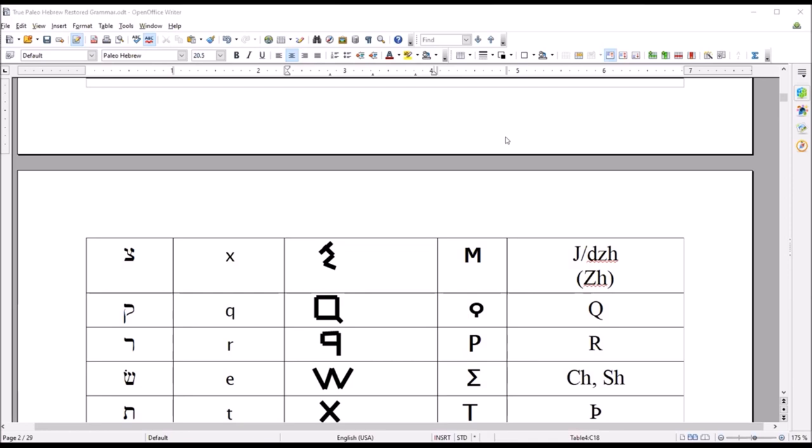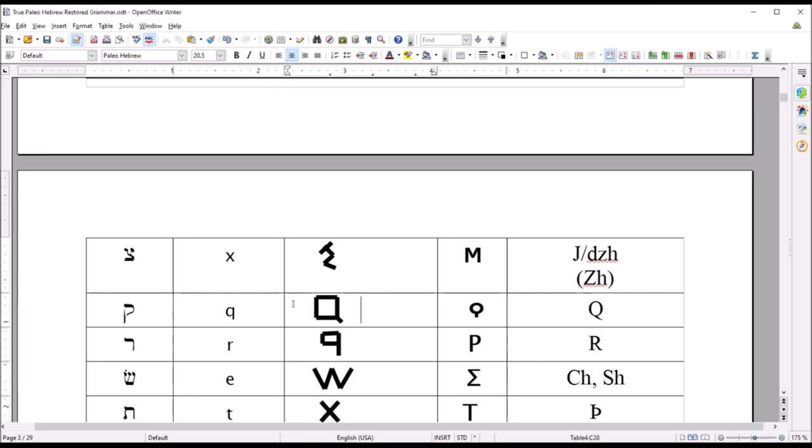Yeah, and the Paleo-Hebrew texts are fragmentary. But originally, like I said, they were all written in that Paleo-Hebrew, except for probably books like Ezra, Nehemiah, Malachi. Some of the later books were probably written in the newer Hebrew that we're familiar with, a newer script.